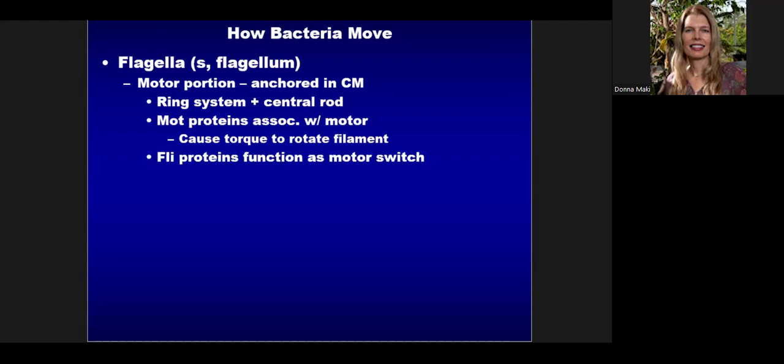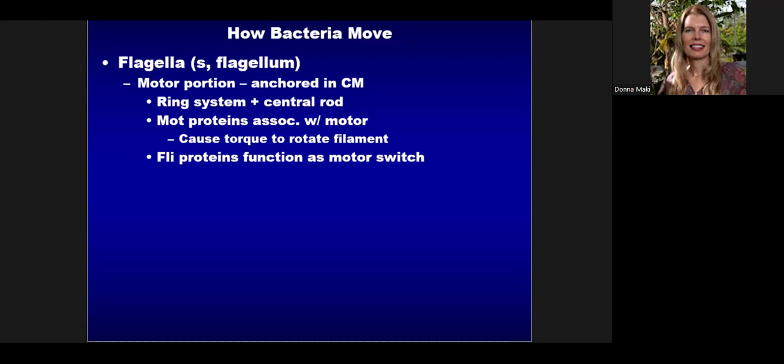What's the ring system? I'll show you. The ring system is literally a series of rings that provides a space for the rod to come through. It'll make sense when I show you the picture. We're also going to see these special Fli proteins right by the motor, and I'll point those out. They function as a motor switch. What that means is the switch decides: do I want to rotate my flagella clockwise or counterclockwise? If they decide to change from clockwise to counterclockwise, the Fli proteins do the motor switch.